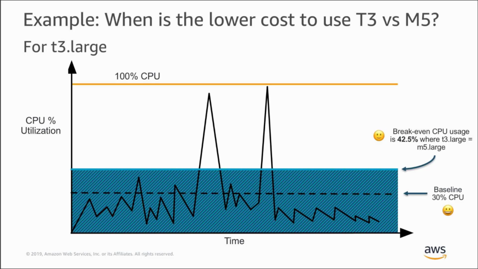Let's say you launch a T3 large and you're running at 100% all the time. This is not what the T3 was intended for. So what happens is you're going to actually be paying 1.5 times the price of an M5 large. This is because you're going to have to purchase so many credits to run at 100% all the time that you end up actually spending more than you would if you just got an M5 large.